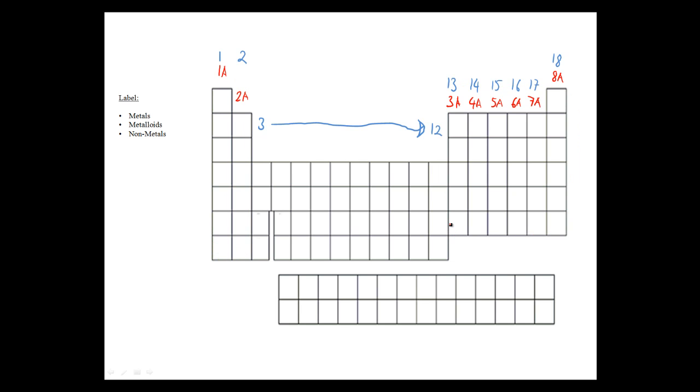Now, just as a reminder, there are two numbering systems. The one in red is the older numbering system. It's not supposed to be used anymore. However, it's still popular enough that I kind of had to teach it anyway. The old numbering system called the representative elements the A block, whereas the transition elements were called the B block.